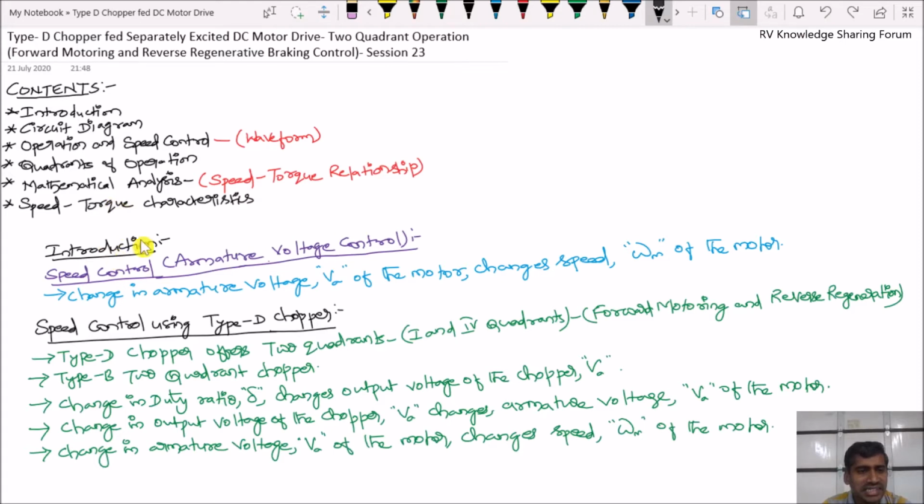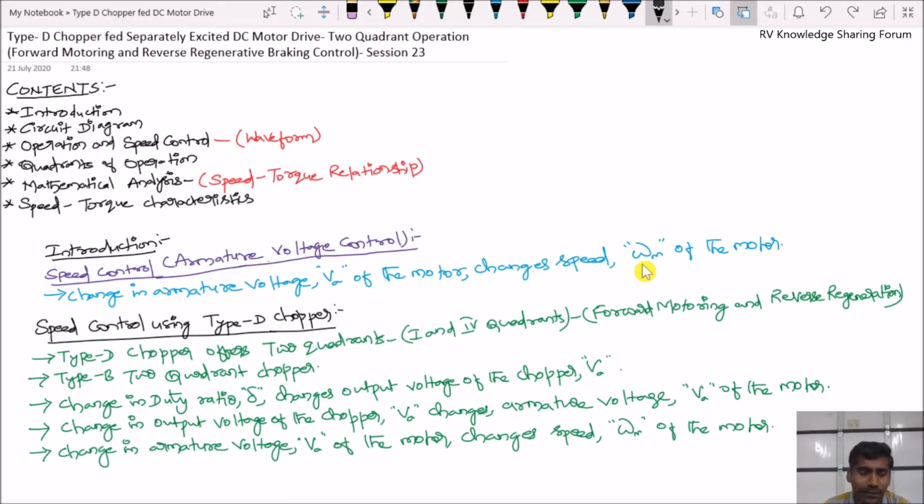So first let us discuss the introduction. Here our agenda is to control the speed of the DC motor. The speed of the DC motor can be controlled by using the armature voltage control technique. In this technique, when we change the armature voltage of the motor, we achieve a change in the speed of the motor. That means the speed of the motor can be controlled by controlling its armature voltage. We are going to achieve this through a type D chopper. So how can it be achieved through a type D chopper?